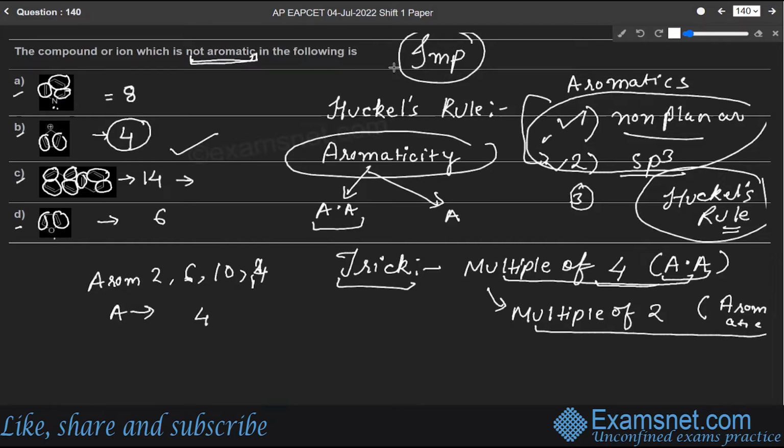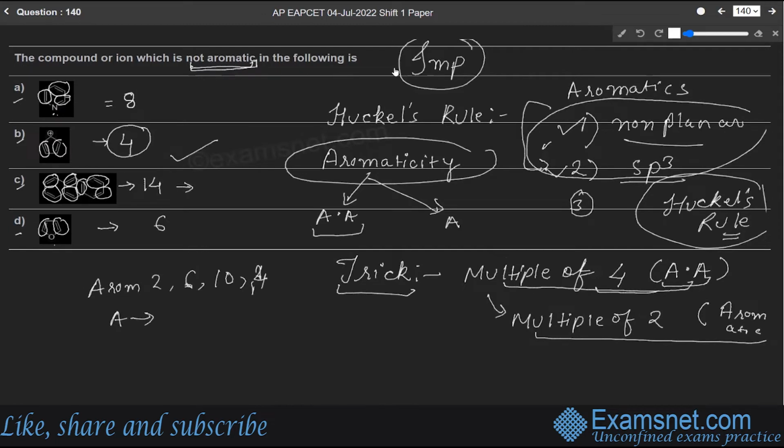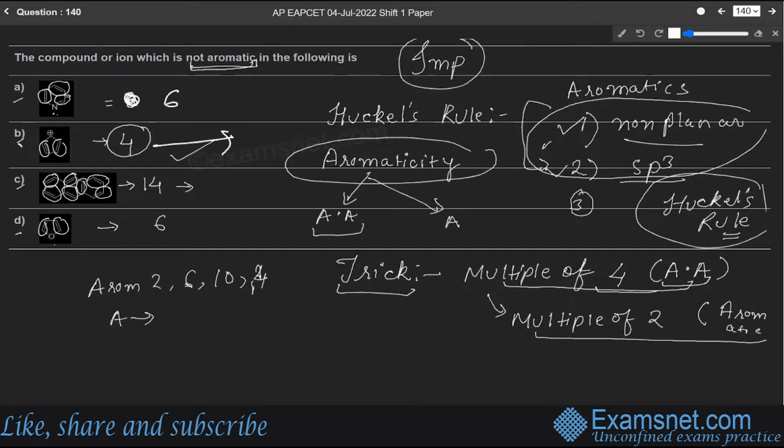Oh wait, this is 6. I just wrote this down. This is actually 6. 2, 2, 4, 6. So yes, you see, this is the only multiple of 4. So option D is the correct answer to the question.